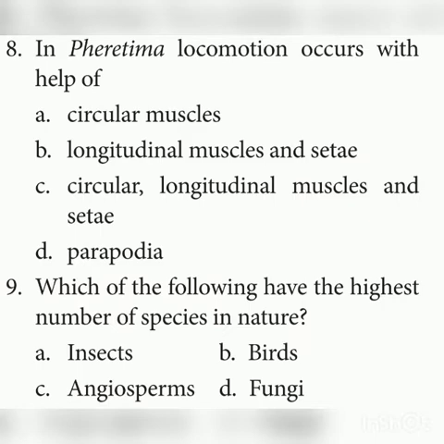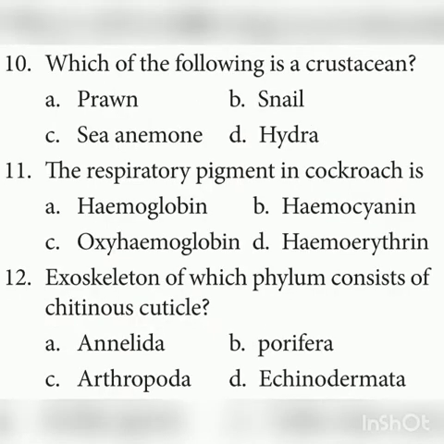And ninth one, which of the following have the highest number of species in nature? Insects. Insects belong to phylum Arthropoda. The 10th one, which of the following is a crustacean? Prawn. Sea anemone is a coelenterate. Snail belongs to Mollusca and hydra belongs to coelenterate. So here prawn is a crustacean, which belongs to the phylum Arthropoda.